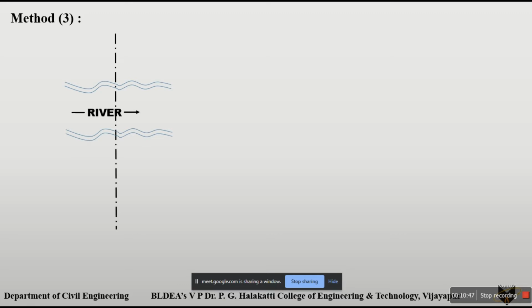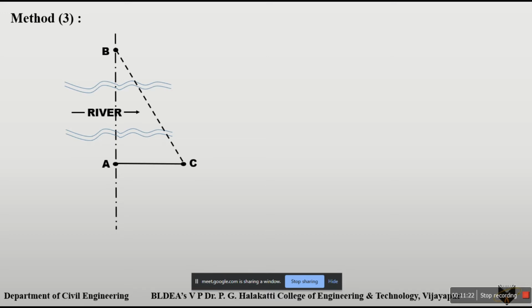This is the chain line. This is one point on one side of the river, that is A, and one more point on the other side of the river, that is B. Then you have to erect a perpendicular line at the point A, and fix this point. Whatever the length of the perpendicular end point will be, you have to draw a perpendicular line here like this.